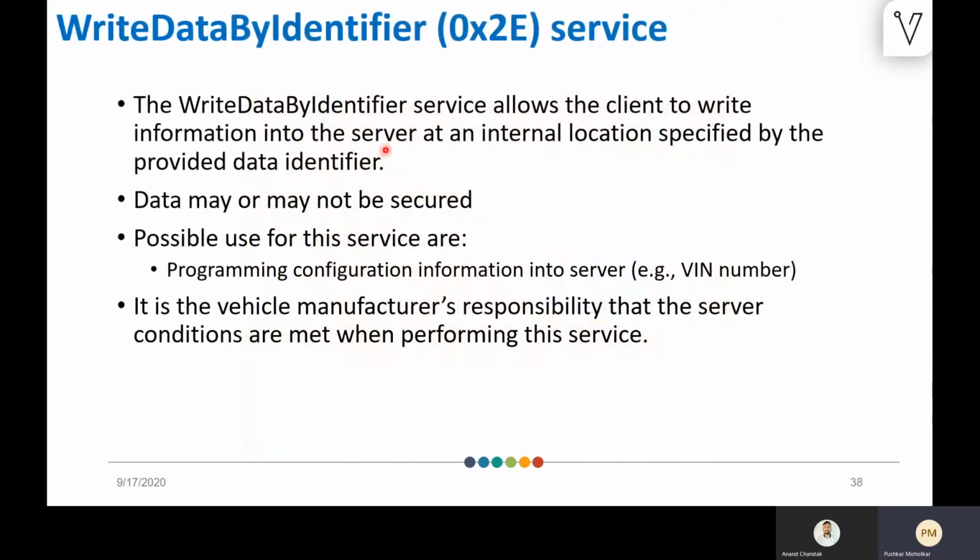Now let's see a demonstration of the write data by identifier service. As we have seen, this service allows the client to write information into the server, that is the vehicle or vehicle ECU, at an internal location specified by the provided data identifier. In this case also, a data identifier is assigned to a particular parameter, which is used to write information for that parameter.